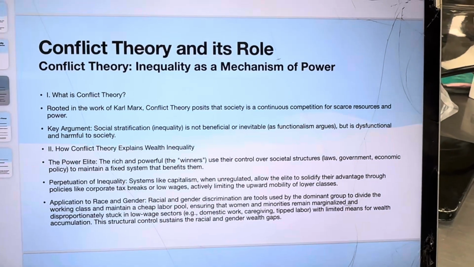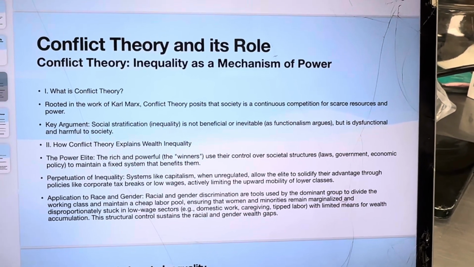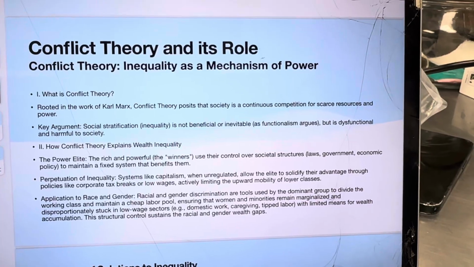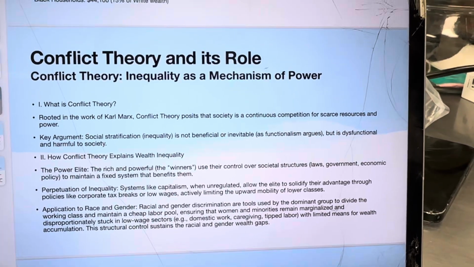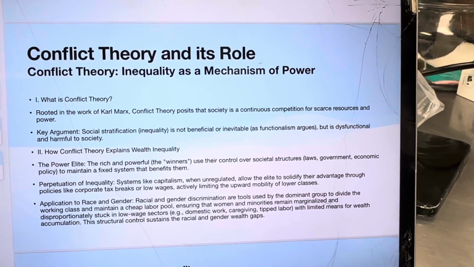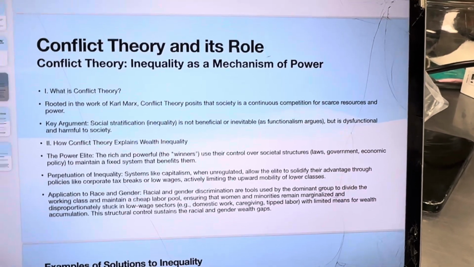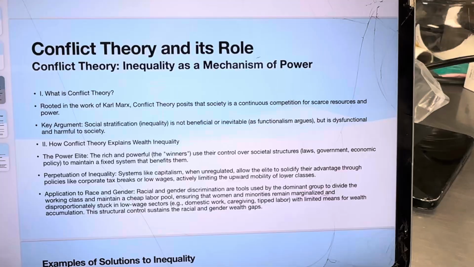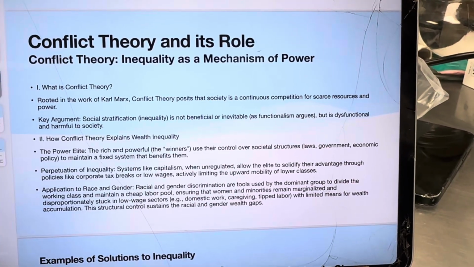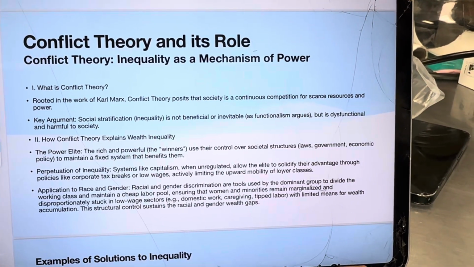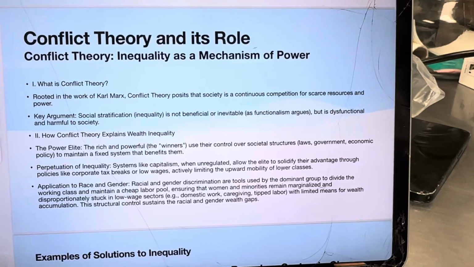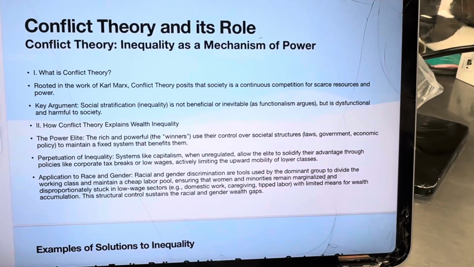Conflict theory and its role. What is conflict theory? Rooted in the work of Karl Marx, conflict theory posits that society is a continuous competition for scarce resources and power. The key argument will be that inequality is not beneficial or inevitable, but is dysfunctional and harmful to society.